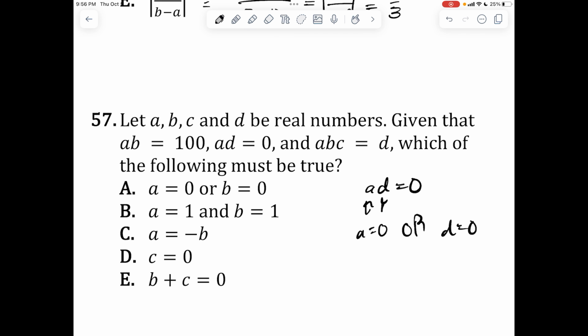Okay? Now look at this. ab equals 100. In the case of a equaling 0, this wouldn't be true. So that means that a cannot equal 0. All right? So d definitely equals 0.